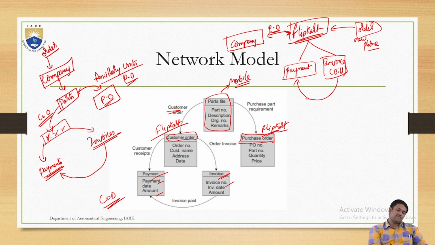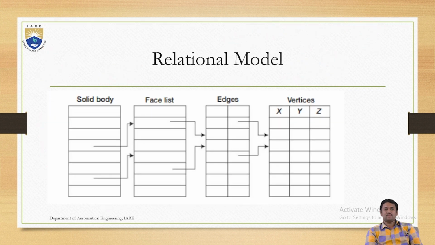Next is your invoice. What is the invoice number, date, amount? What is the bill? How has it been paid? How has it been dispatched? Everything, the data will be embedded into your network model. And last is your relational model. For a better explanation, let me just draw a cube.